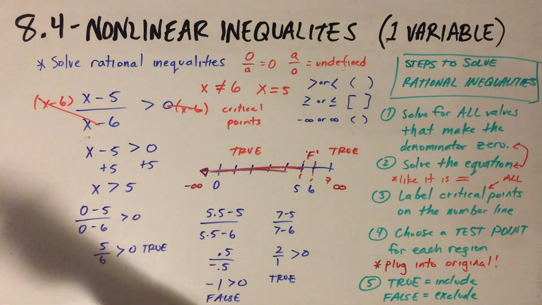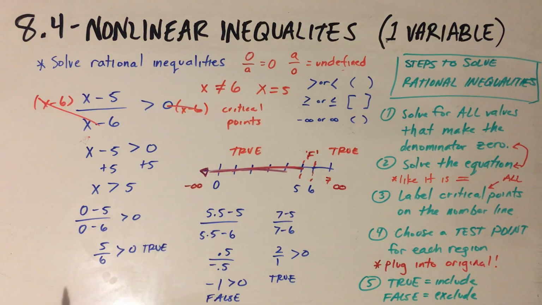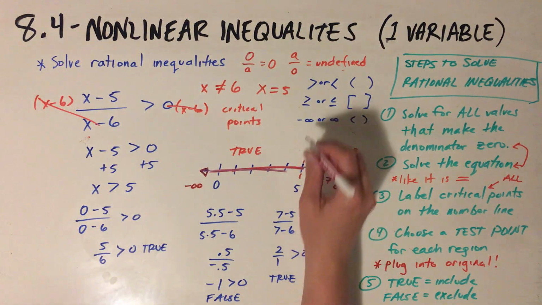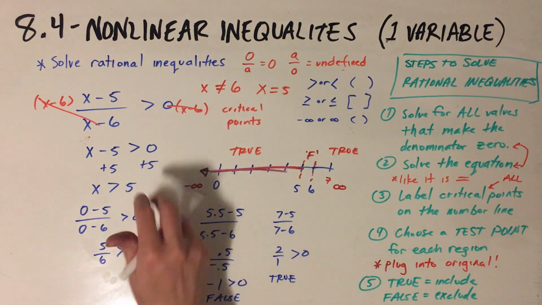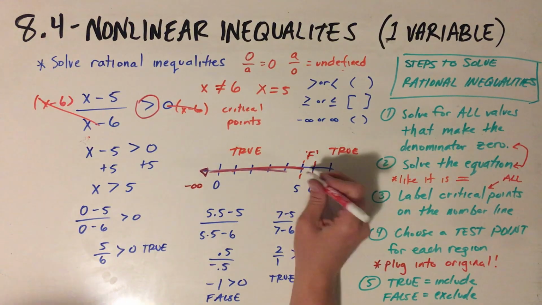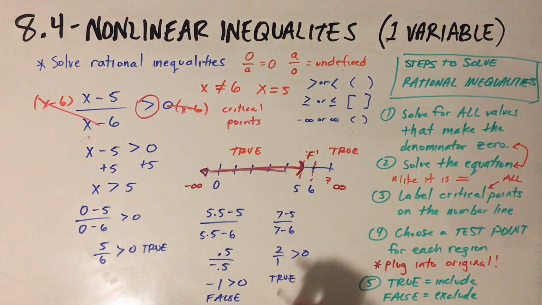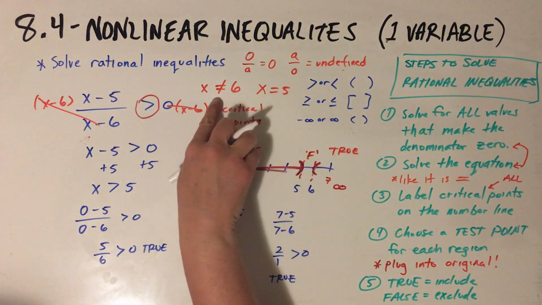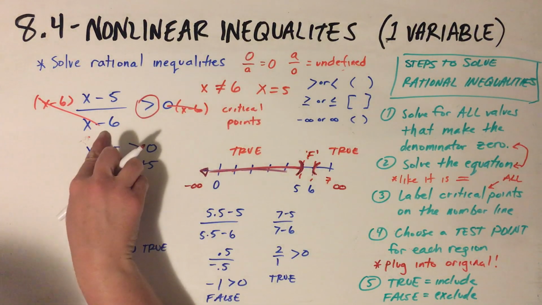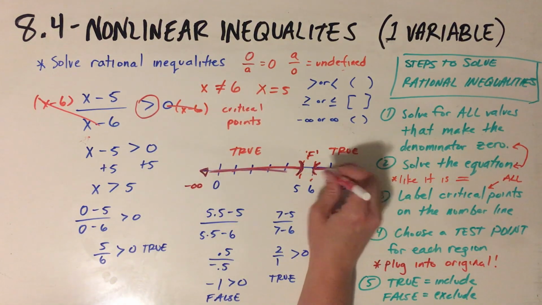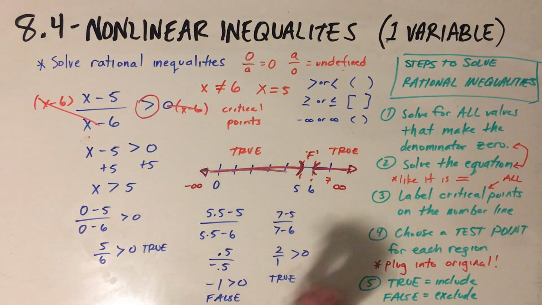Anything that you plug in, all the way to negative 1 million, negative trillion, whatever, is going to be included. But 5 itself will not be included, because this is not an equal to statement. So we're not going to include 5. 6 is not going to be included either, but that's because the value of 6 itself would make this denominator 0. So we cannot include 6. This is going to be everything from 6 to infinity.